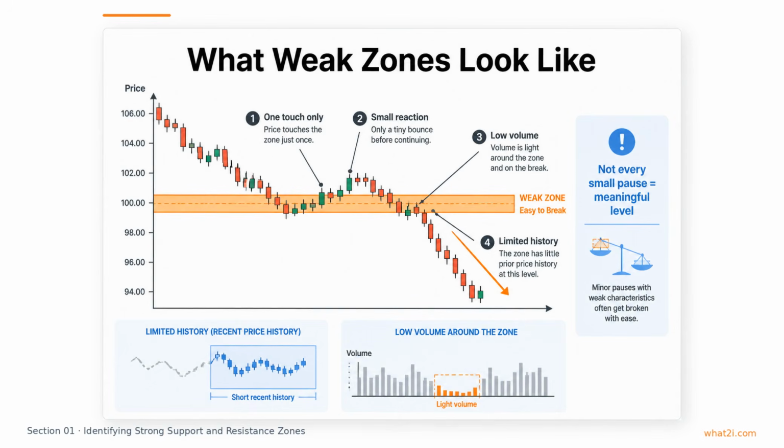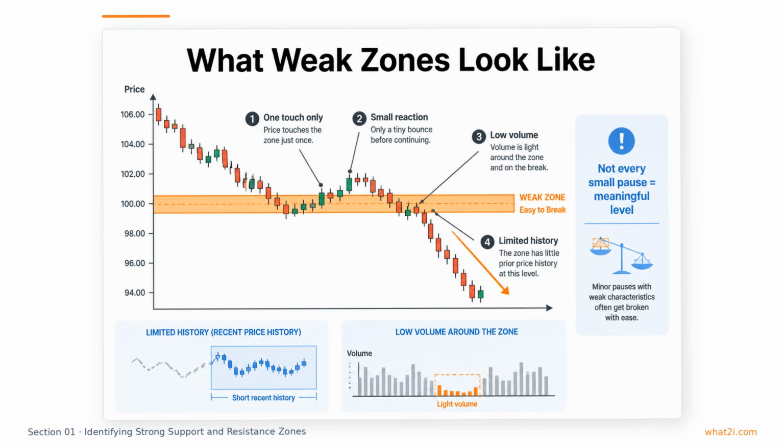Weak zones often look important only because we want to find a level on the chart. In reality, a single touch with only a small reaction is usually not strong evidence. If price barely hesitates and then moves through the area easily, that level has not proven much. Low volume near the zone can also suggest that the market did not show strong commitment there. Limited price history is another warning sign, because there simply is not enough evidence to know whether the area matters. Not every pause in price is meaningful, and weak zones are often the ones that fail fastest.